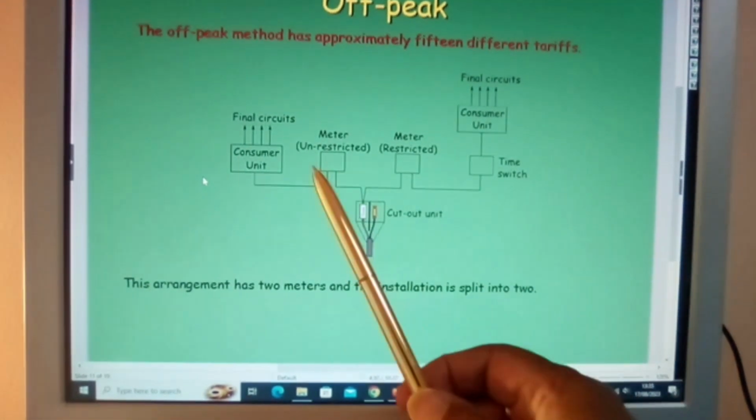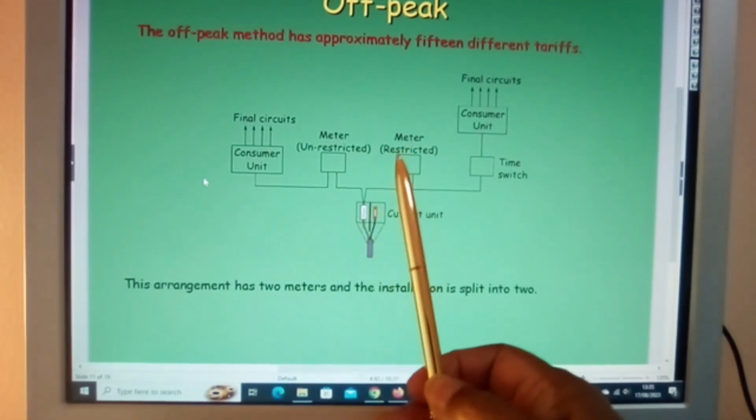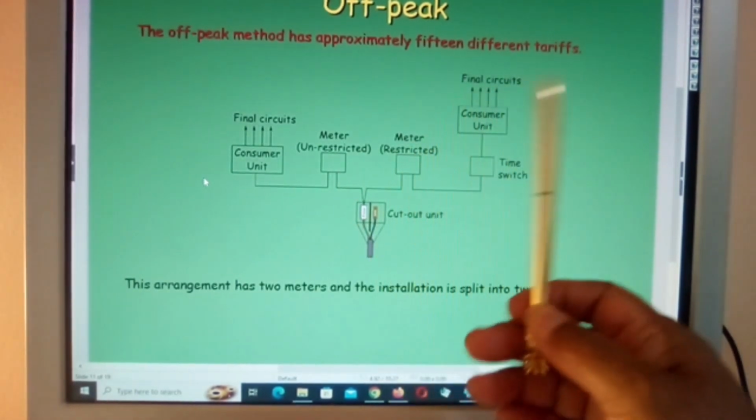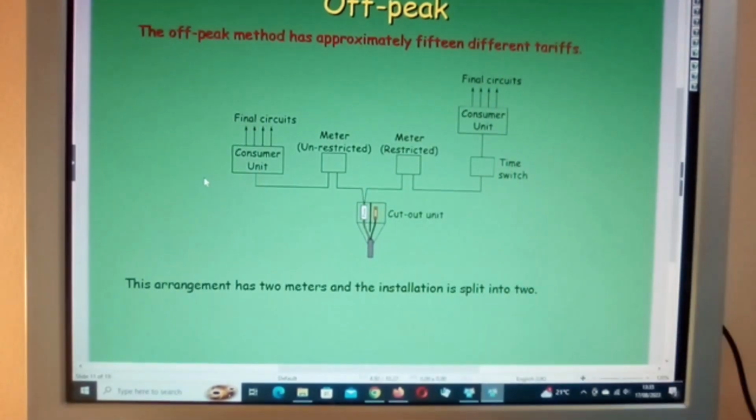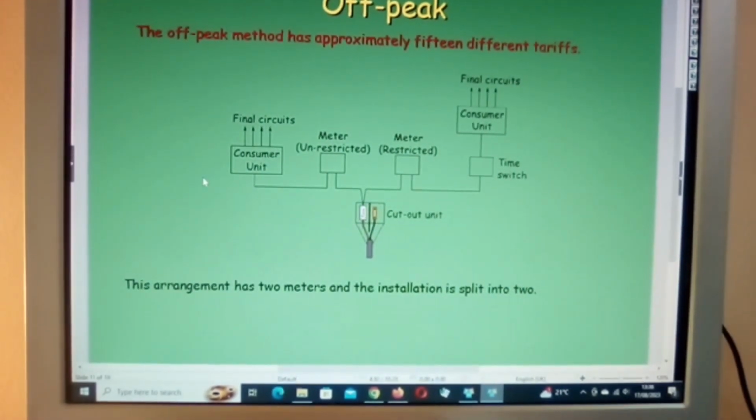Consumer unit, meter unrestricted, meter restricted. Time switch, which would bring on your circuits for your off-peak heating and so forth.